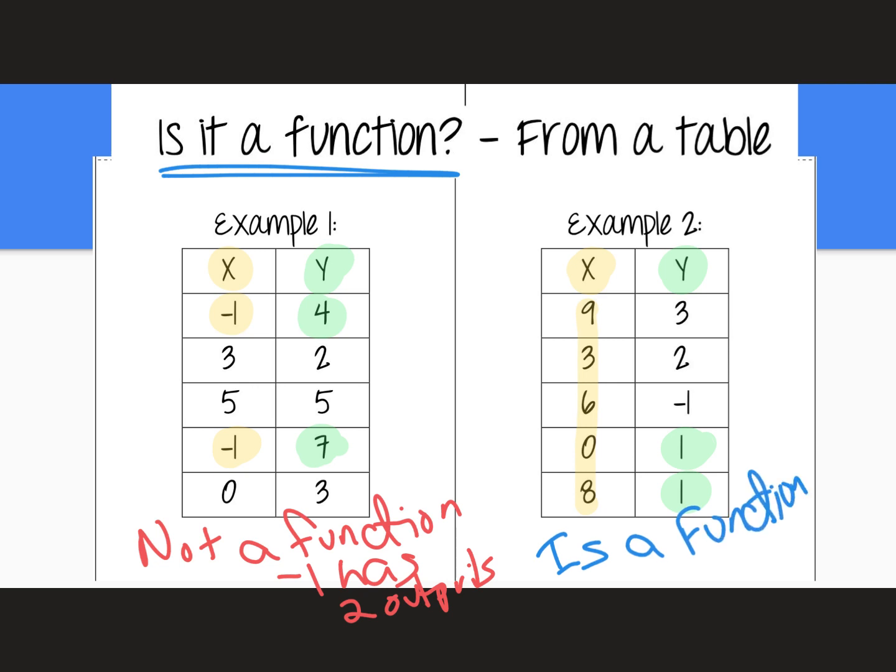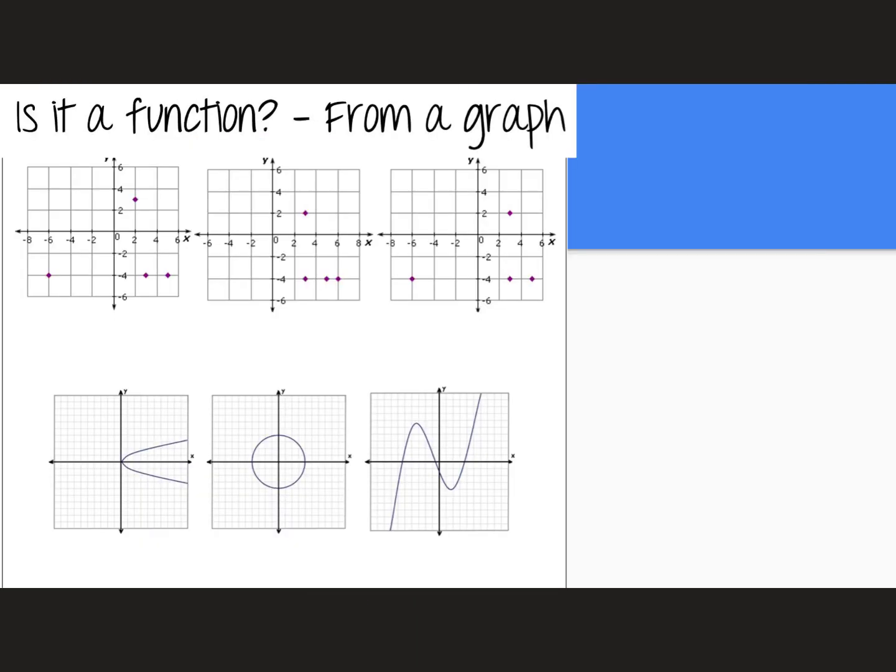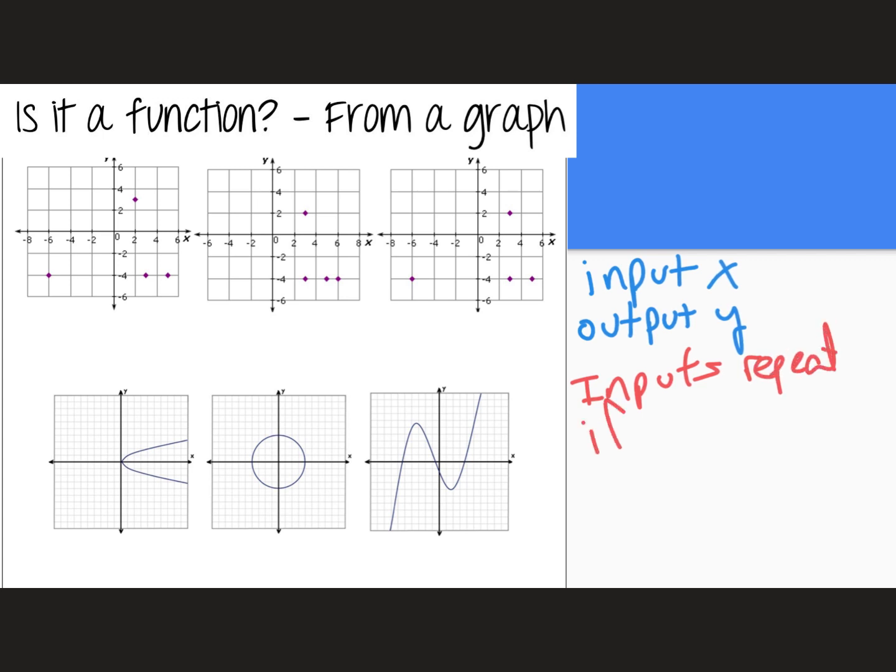Okay, so let's look at what that would look like in a different form. What if I'm looking at a graph? If I'm looking at a graph, remember that my input is my x, my output is my y. So on a graph, how can I tell if my inputs repeat? So if my inputs repeat, then I'll have points directly above and below each other. So inputs repeat if there are points directly above and below each other. And I mean directly above and below.